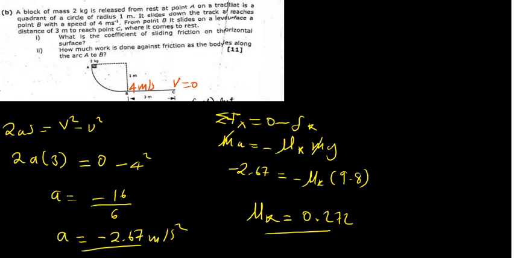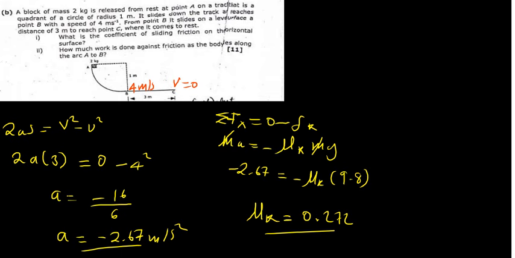So the acceleration is negative 2.67. That is going to be equal to negative mu k times normal times g, which is 9.8. The negatives will cancel out. Therefore mu k is going to give us 2.67 divided by 9.8, which is 0.272. Coefficient of friction is unitless, so there's no need of putting a unit.